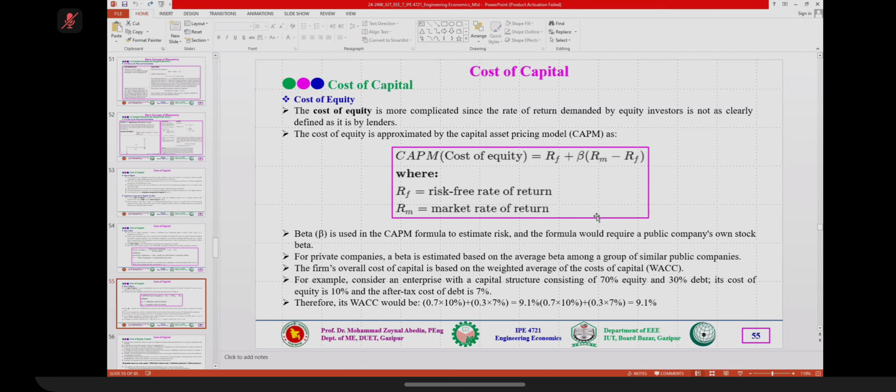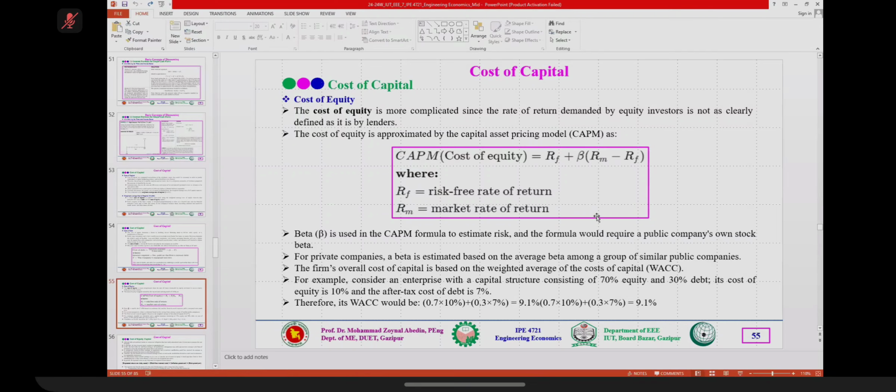CAPM, capital asset pricing model. So cost of equity equals RF plus beta times (RM minus RF). RF is the risk-free rate of return, and RM is the market rate of return. Okay. So this is the cost of equity: RF plus beta times (RM minus RF).